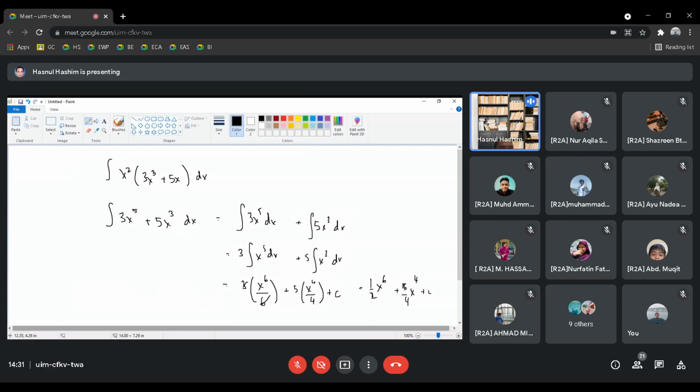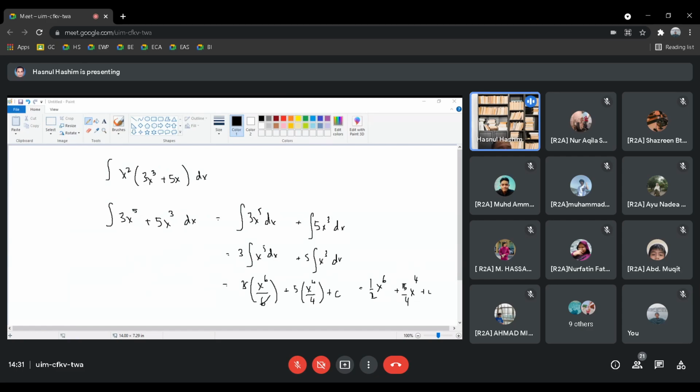Okay, any questions on this? And lastly, the very simple one will be 2 over 2 x squared, x squared minus 5 over 2x, plus c. Okay, so you all have the method. Okay, so we look at the next one.